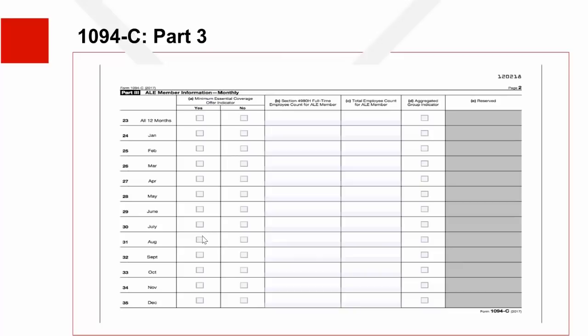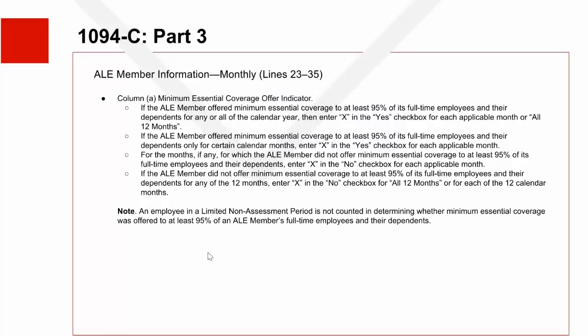So now we'll have part 3 of the 1094-C, and this section can be a little bit laborious, especially if the information requested is not being tracked throughout the year. If you don't have a year-round compliance feature, or if you're just getting this all done at once, it can be a little bit tedious, but let's go ahead and dive in here.